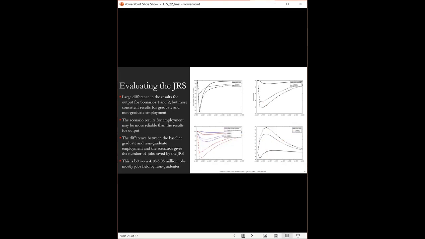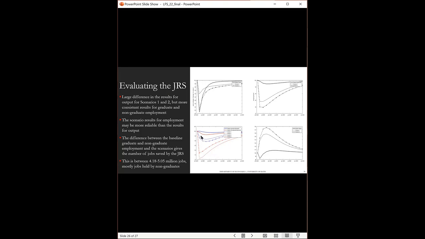Now, to analyzing the impact of the job retention scheme, in the graphs shown here, the straight lines are the results of our simulation. The dashed lines are the results of scenario one, and the dashed and crossed lines are the results of scenario two. So what we see here is that the results for scenarios one and two are quite different from each other, although the scenarios are a bit of a reverse of each other. But the results for graduate and non-graduate employment are a bit more similar, more consistent, which gives us a bit more confidence about the outcome for employment than for output.